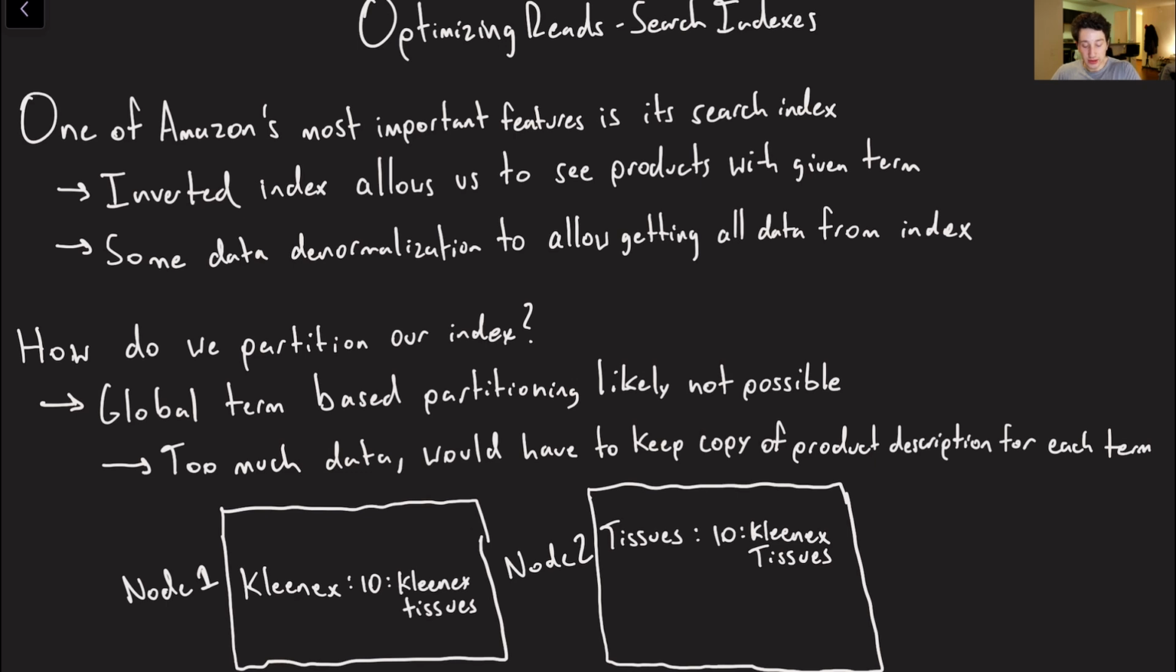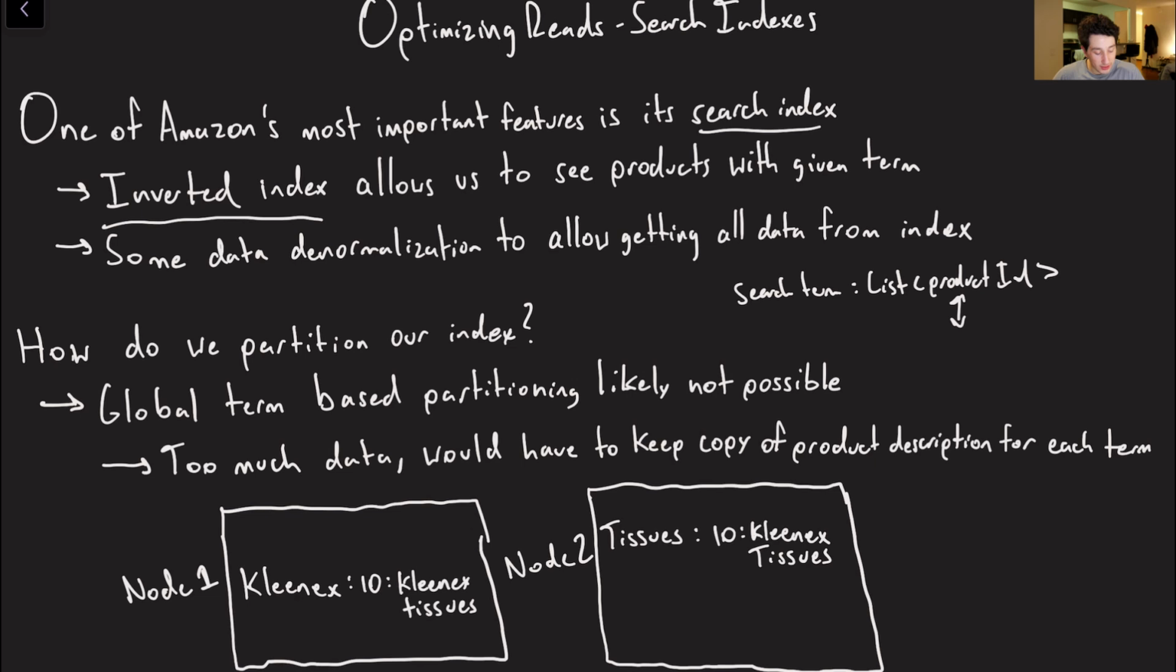Now, if you've been watching my channel for a decently long time, you would know that a search index is going to be completely necessary here, and what that really is under the hood is just going to be an inverted index, where an inverted index is an index from search term to a list of product IDs or product descriptions that contain that search term.